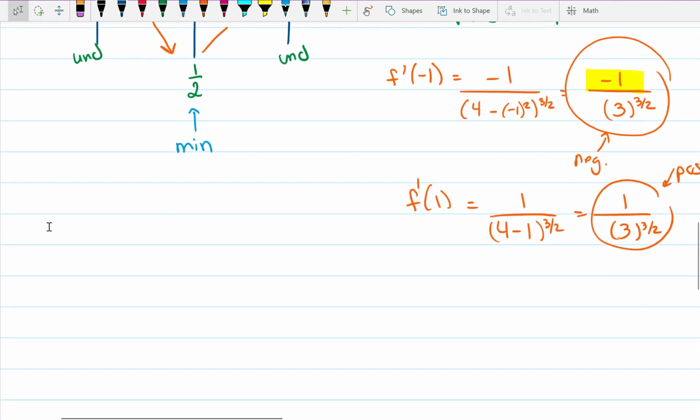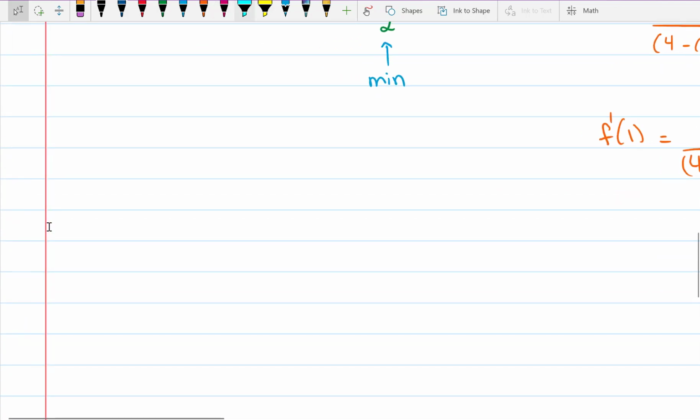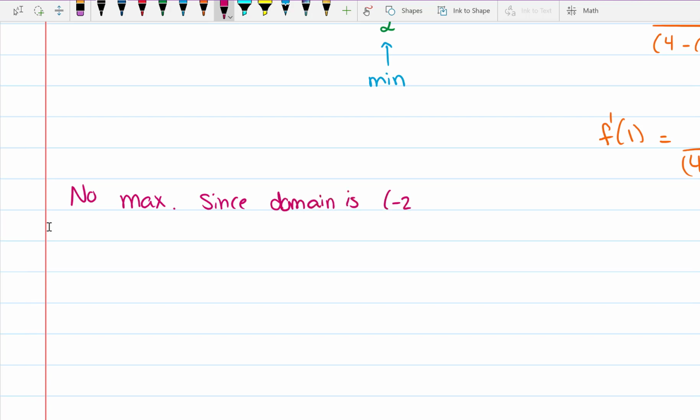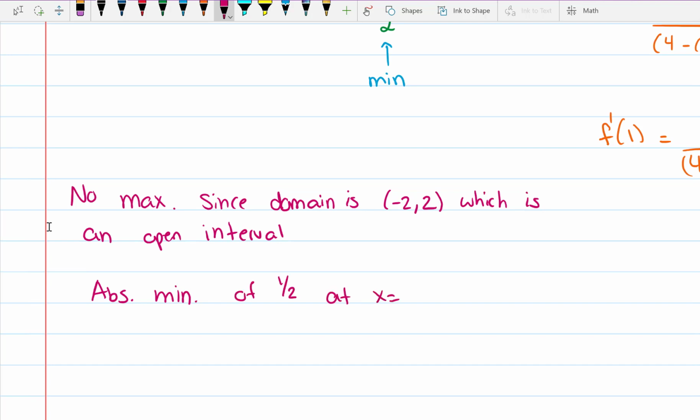Okay? So now we're going to write our answer, all nice and neat. We're going to write that there is no maximum since the domain is -2 to 2, which is an open interval. So this is why we do not get a maximum. And we have an absolute minimum of 1/2 at x equals 0.